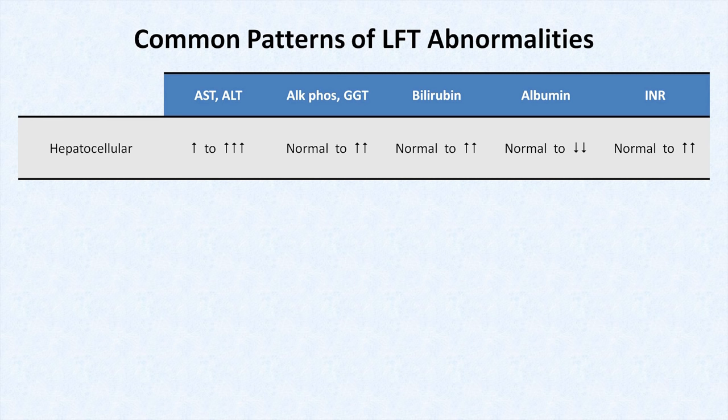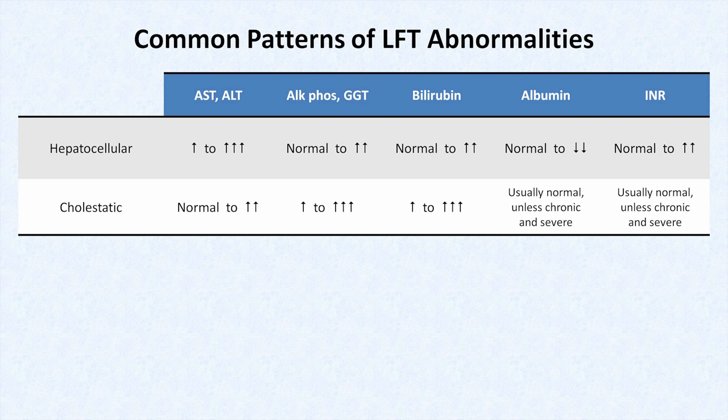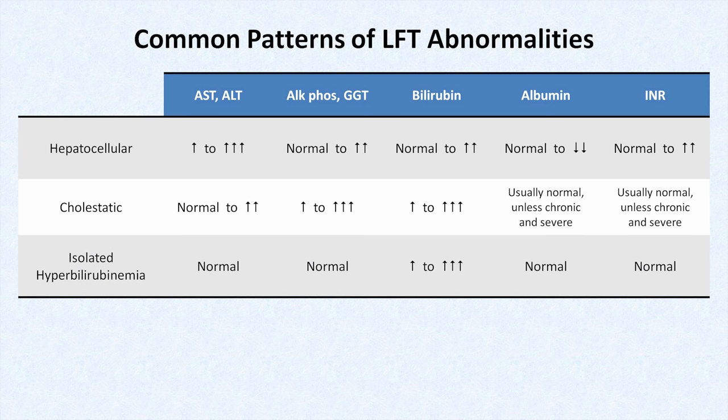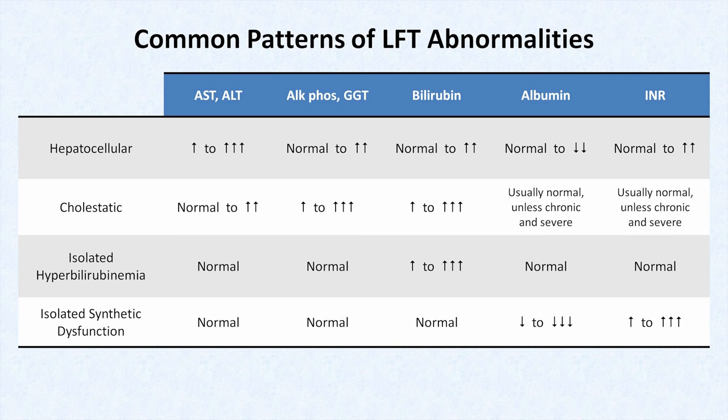Next is the cholestatic pattern, in which the aminotransferases are normal to moderately increased. Alk phos, GGT, and bilirubin are mildly to extremely elevated, and the albumin and INR are usually normal unless the cholestatic process is chronic and severe. In isolated hyperbilirubinemia, as the name implies, the only abnormality is the bilirubin, and in isolated synthetic dysfunction, the only abnormalities are albumin and INR.